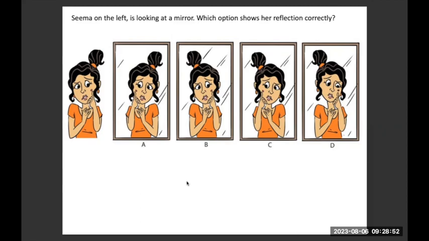Just 1 second. Somebody has messaged. I need to respond. Just give me 5 minutes.